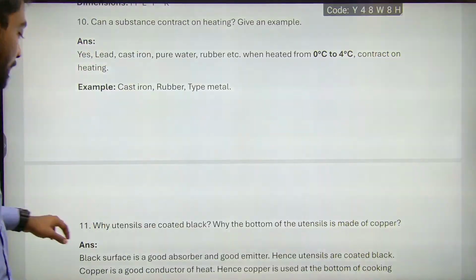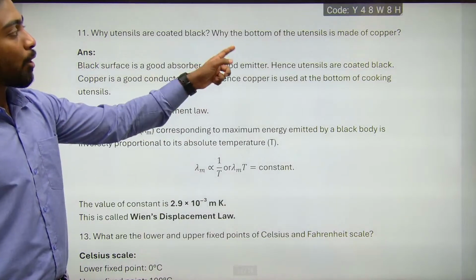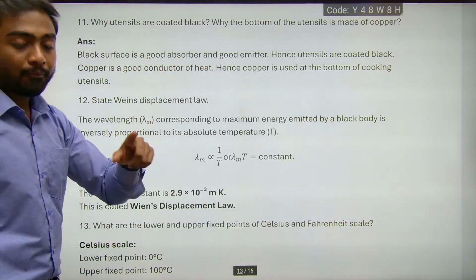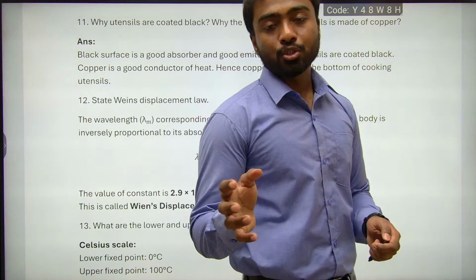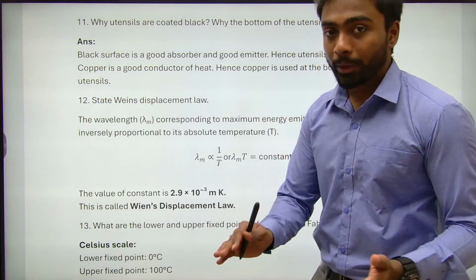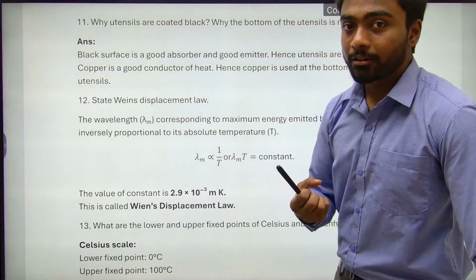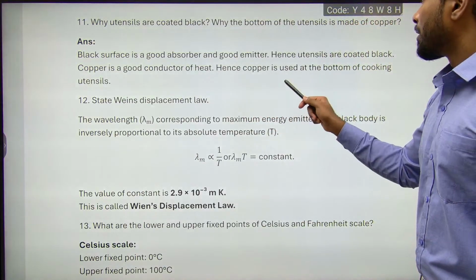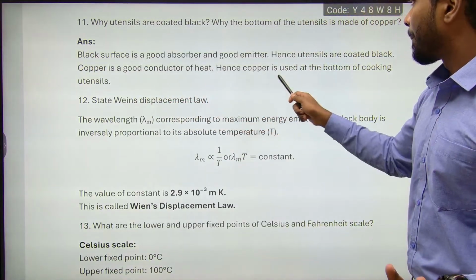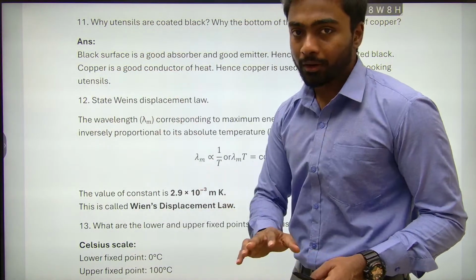Okay. So next one, why are utensils coated black? Why is the bottom of the utensils made of copper? A black surface is a good absorber, I have told you, right? It absorbs more heat, and it is a good emitter too. Hence utensils are coated black. Copper is a good conductor of heat. Hence copper is used at the bottom of the cooking utensils. This is the reason. It absorbs heat when it is burning.